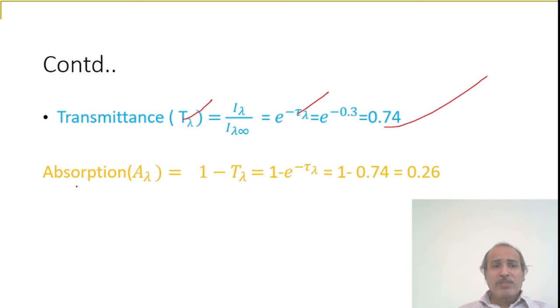In the last case, absorption, the coefficient of absorption, is A lambda. What is the relation between absorption and transmittance? Absorption equals 1 minus T lambda. What is T lambda? 0.74. 1 minus 0.74 gives 0.26. So in this way we can solve the problems.